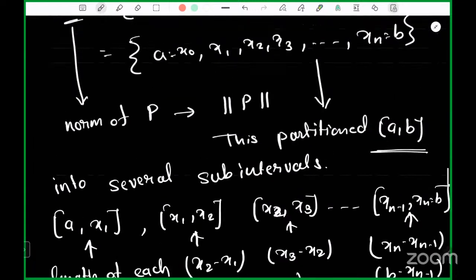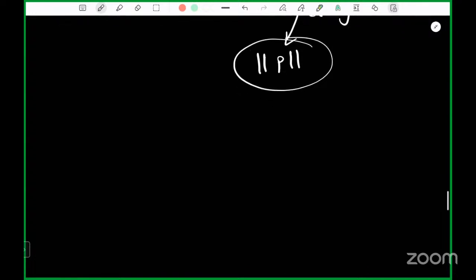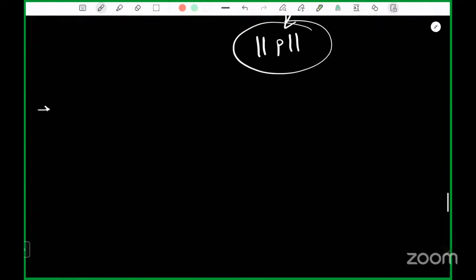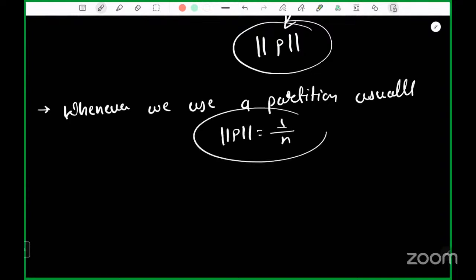Okay, so here just understand what is the norm of P. Whenever we want to find the integral using this particular Riemann sum, we actually take the regular partition. Regular partition means we will take the length of each subinterval as 1 by n. So usually the norm of P is nothing but 1 by n. Okay, so this is always a fixed number, or at max it is nothing but 1 by n.